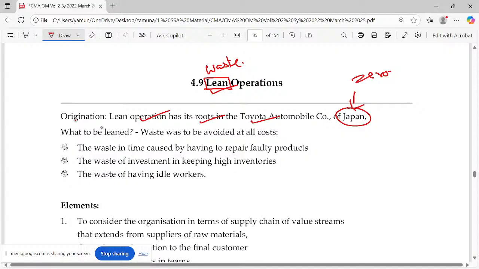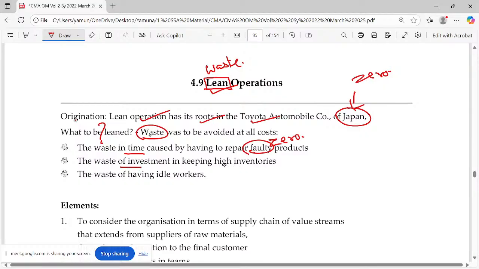When we say lean, what has to be lean? We are talking about waste. Waste not only in terms of raw material; waste in time has to be reduced. If you are wasting time, it is because you are making a faulty product. So zero faulty product means no time is wasted, because you have used it well.